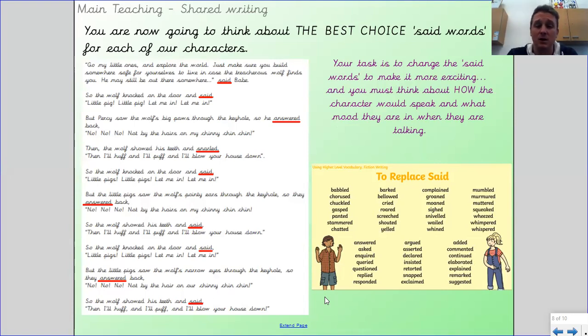If you don't know what it means, then go and find out. Okay, use the online dictionary, use a real dictionary to find out what does that actually mean. Okay, the reason I say this, if you try and use a word and you don't know what it means, then it will mean that the text doesn't make sense. All right, so please make sure that you know what the word means before you use it.